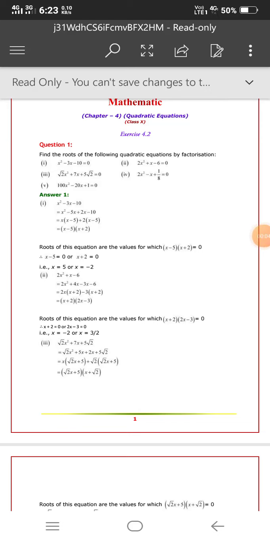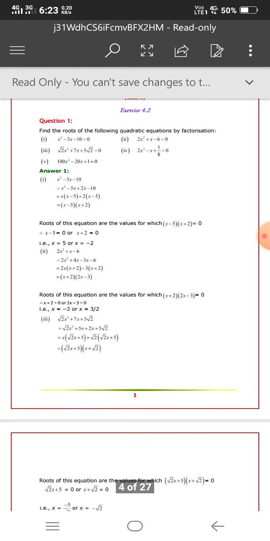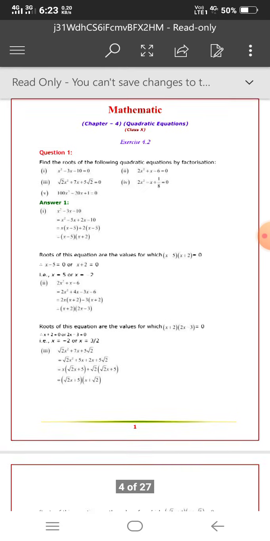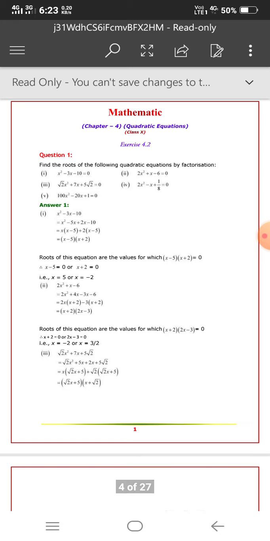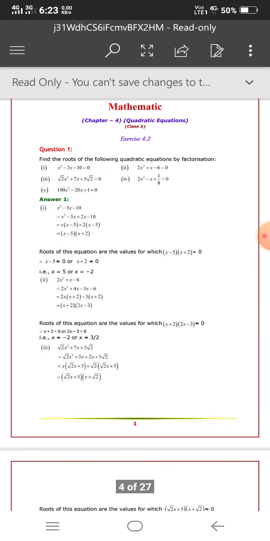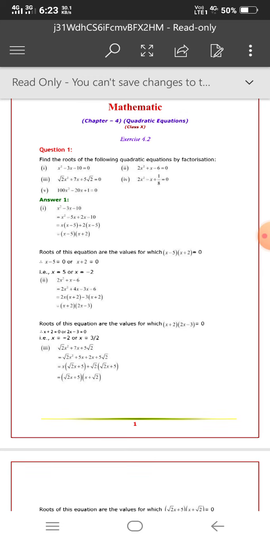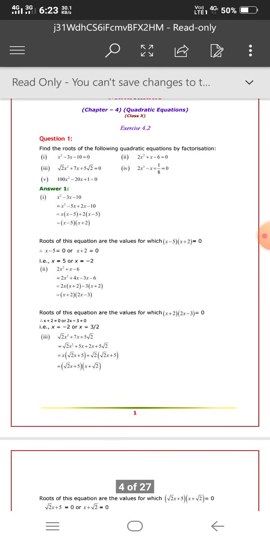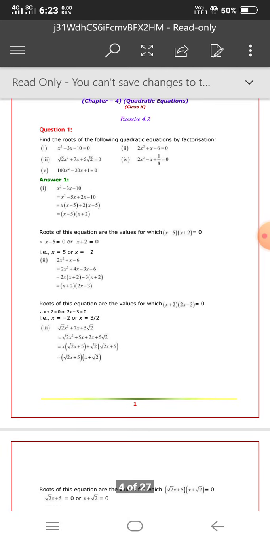Yesterday, I explained how to solve the quadratic equation with the help of the middle term split method, with an example. Today we will learn how to apply the middle term split method in the exercise to solve the questions. I hope some of you have already done it, but we will do it again.